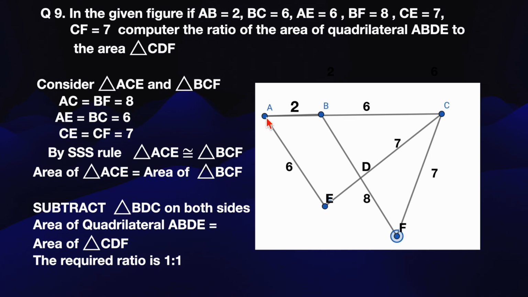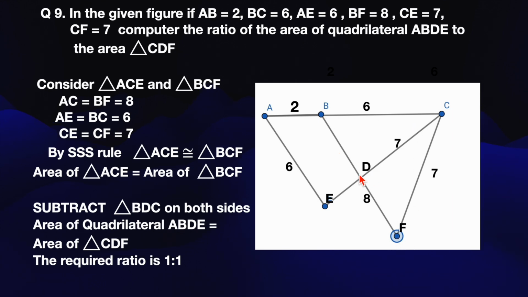Consider this triangle ACE. Can you see the sides of the triangle? That is 8, 6 and 7. Now consider this triangle BFC. The sides are again 6, 8 and 7. That means by the SSS rule, both the triangles are congruent. That means that their areas are equal. So the area of triangle ACE is equal to the area of BCF.